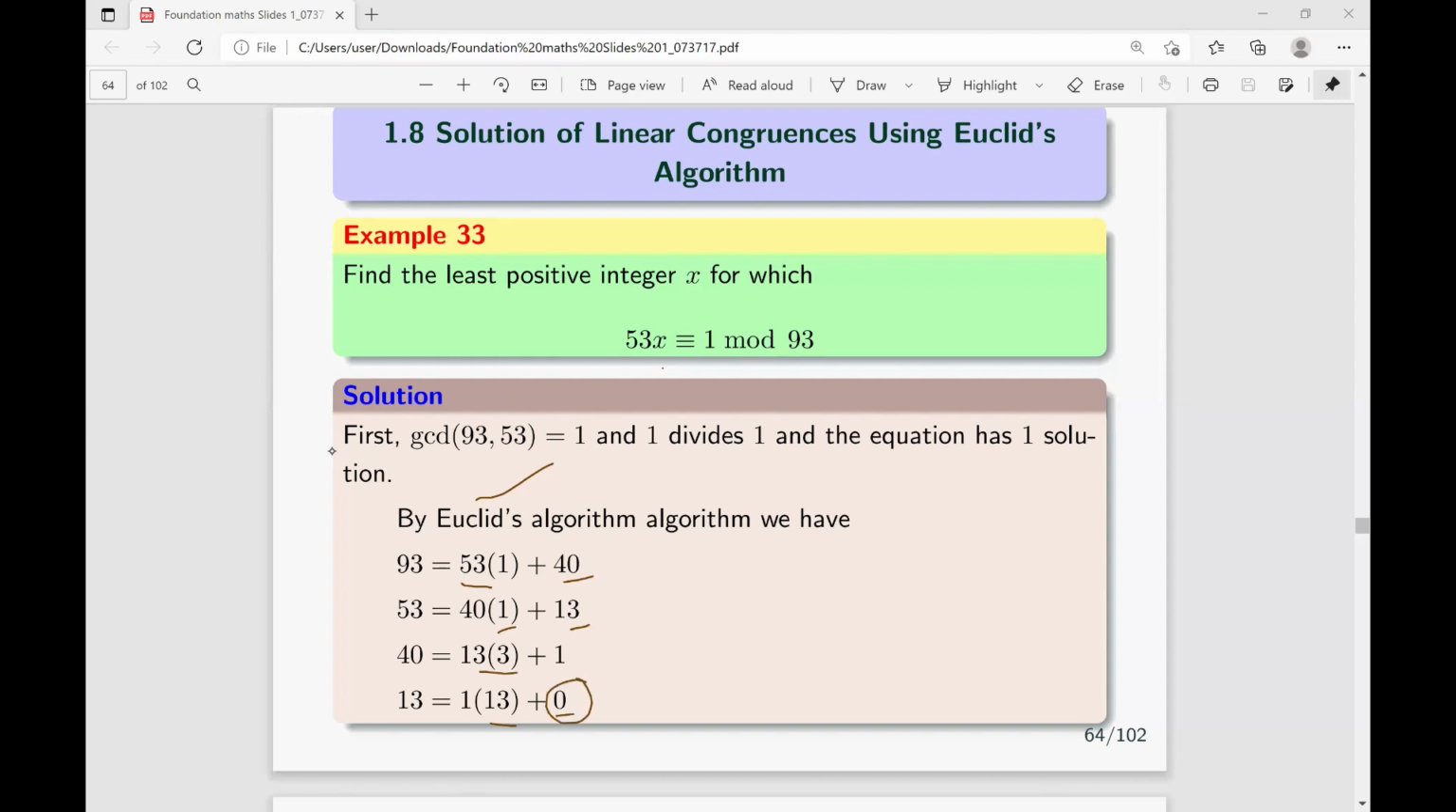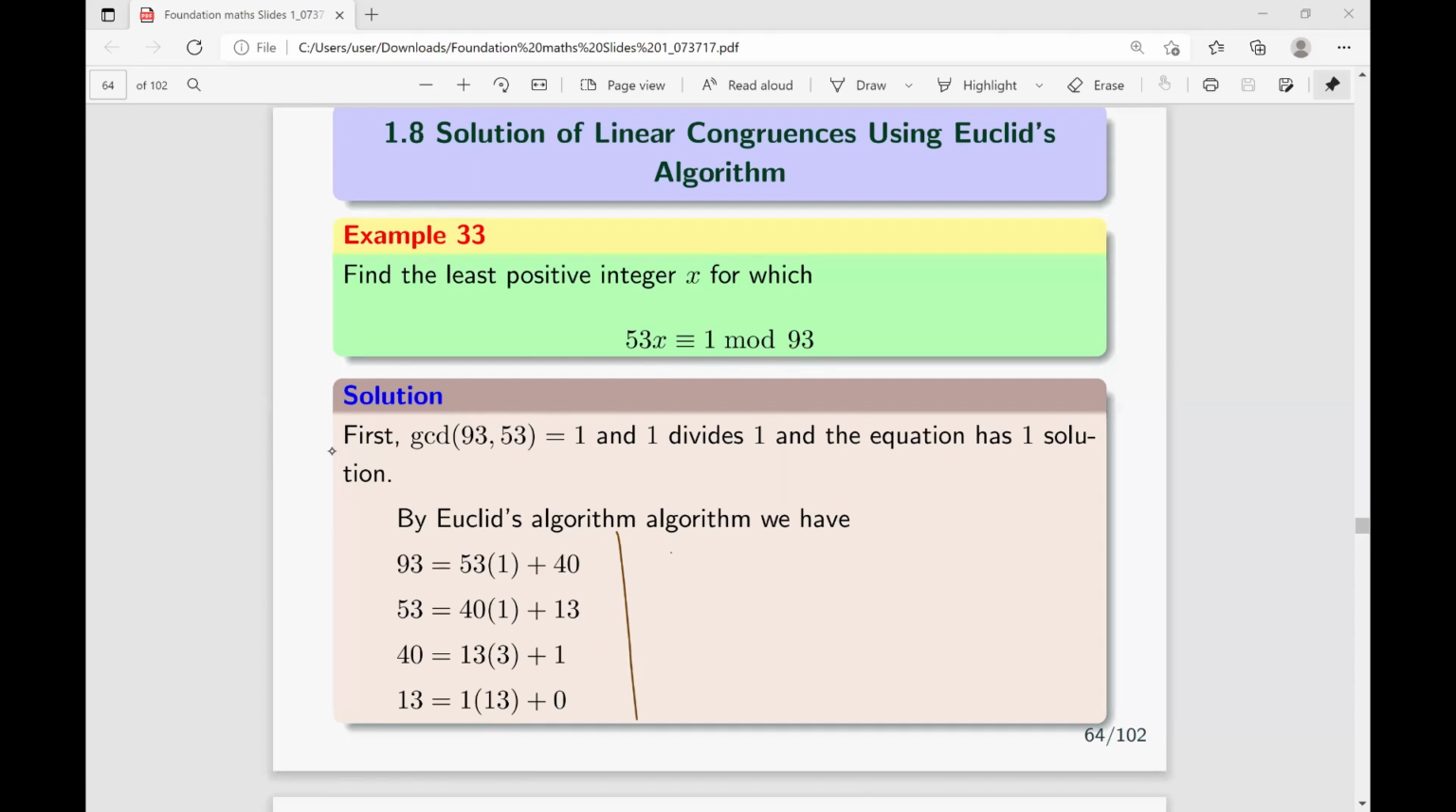Once you reach here, we said earlier that the last non-zero remainder is the GCD. And that last non-zero remainder is 1. Therefore, 1 is the GCD. So what we have just done here is the Euclid's algorithm. We now use the extended Euclid's algorithm. And in the extended Euclid's algorithm, you make the GCD the subject of the formula. Is that okay? Our GCD is 1.